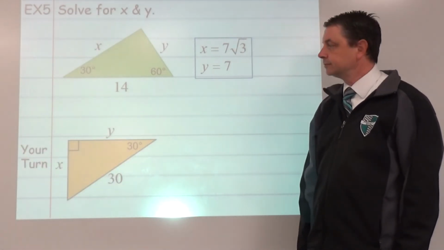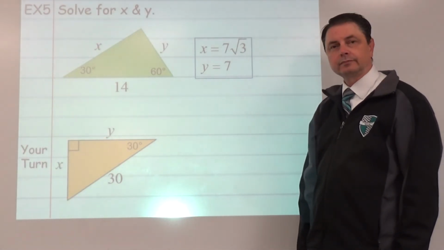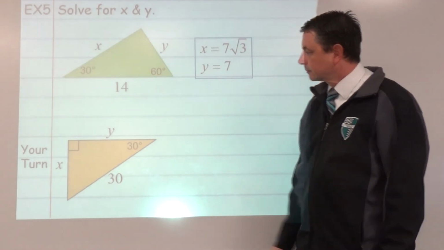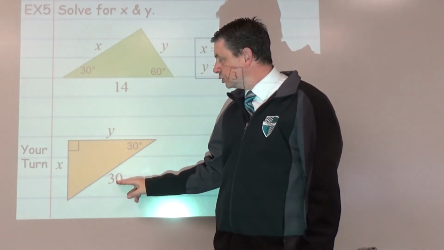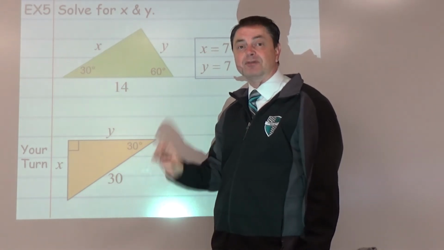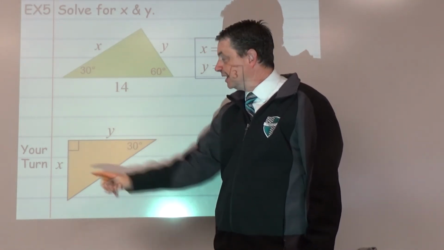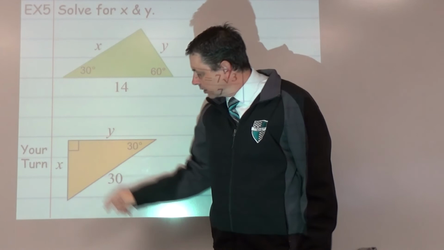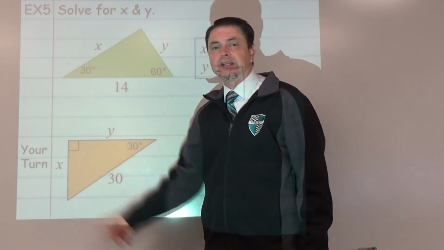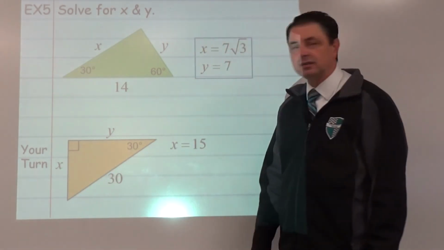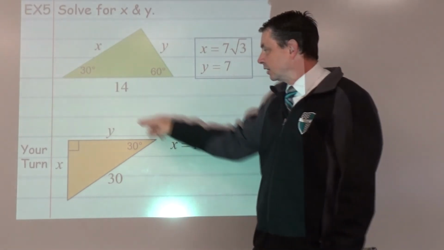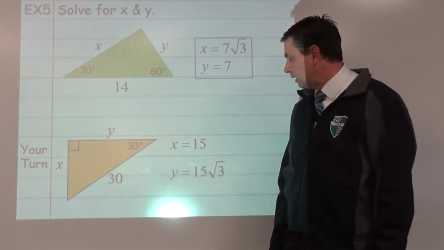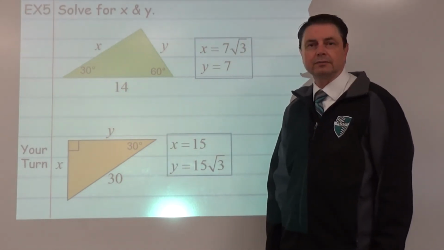Here's your turn. Thirty's our hypotenuse. Which one's the short leg? Go after the short leg first. It's the x, opposite the 30. Half of 30 is 15. That's our x. Multiplied by the square root of 3 to get the long leg. There it is.